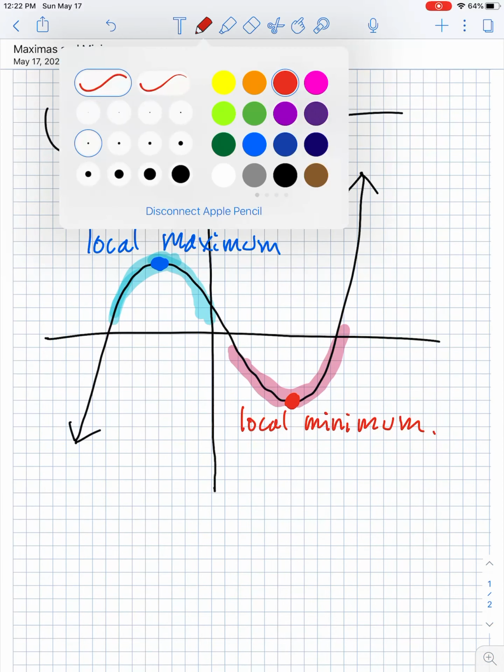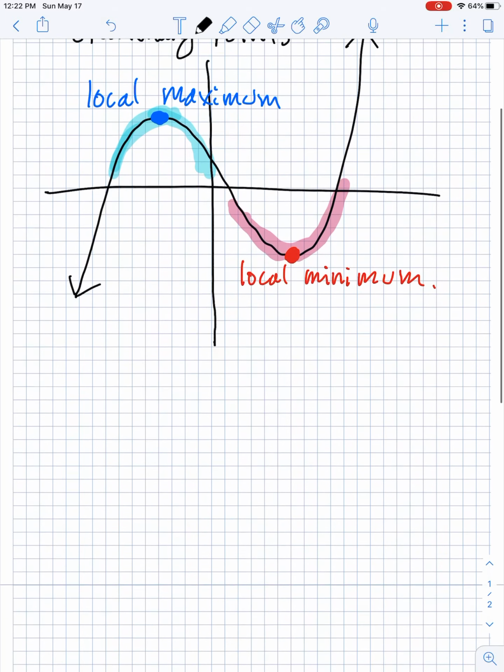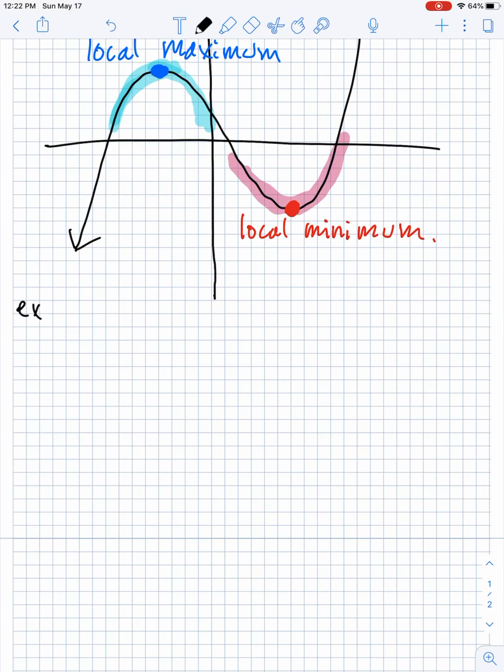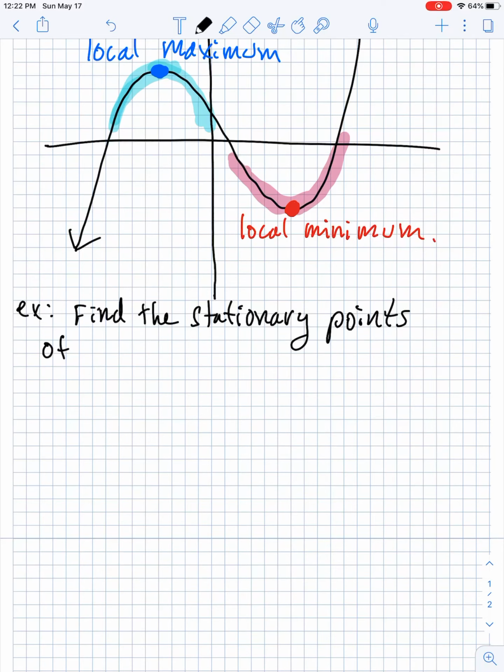So, the one example we're going to do today is: find the stationary points of f of x equals 1/4 x to the 4th minus x cubed minus 5x squared plus 1.